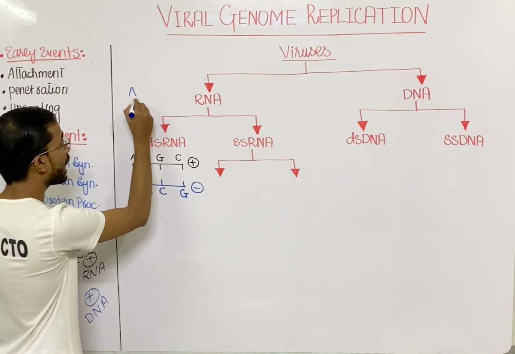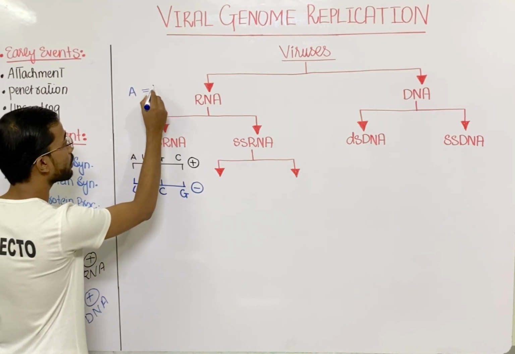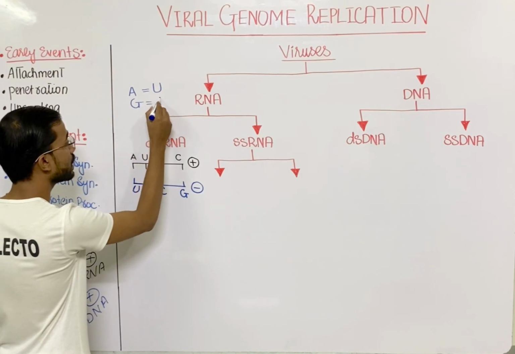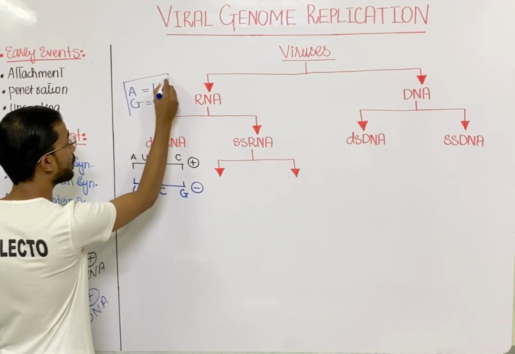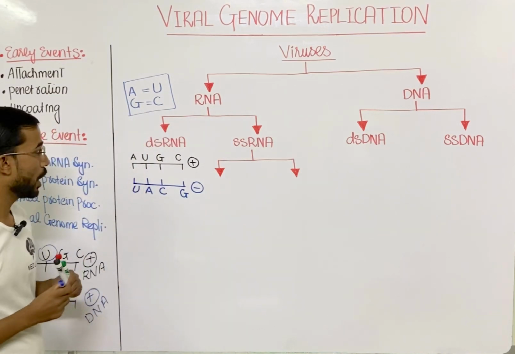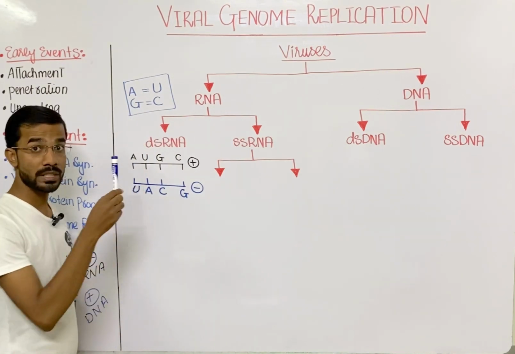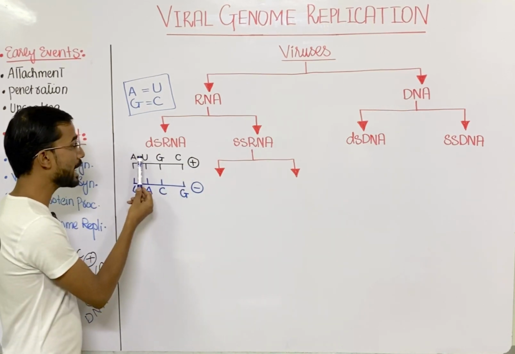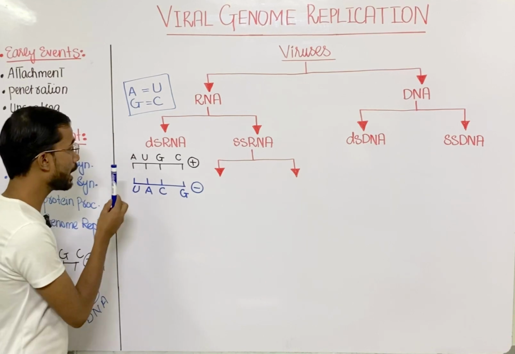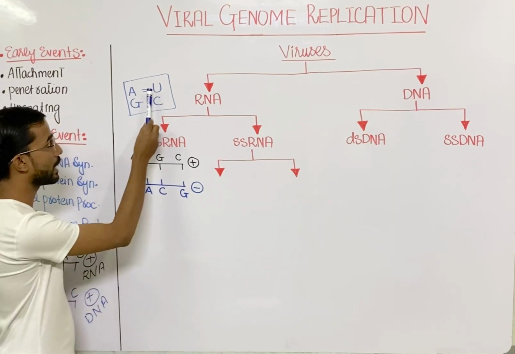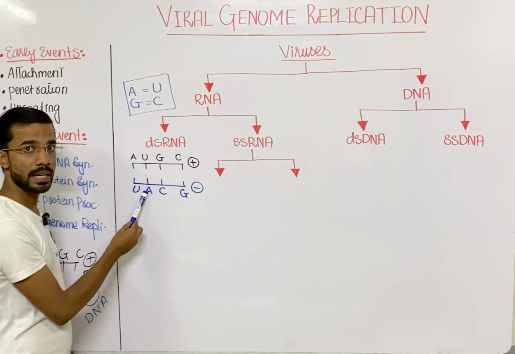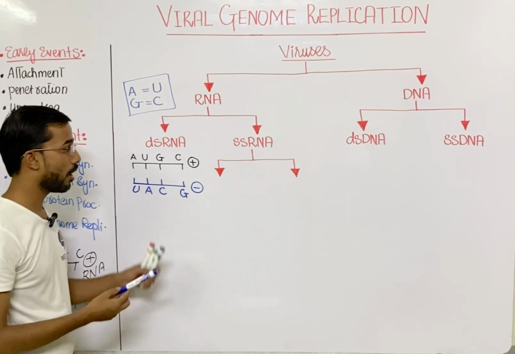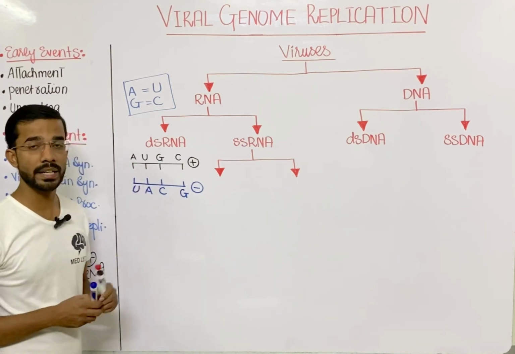In RNA, A is opposite to U and G is opposite to C. This is the complementary system. So we suppose this nucleotide sequence is the positive AUGC. Opposite A is U, opposite U is A, and the same for C and G. Here is basically double stranded RNA.